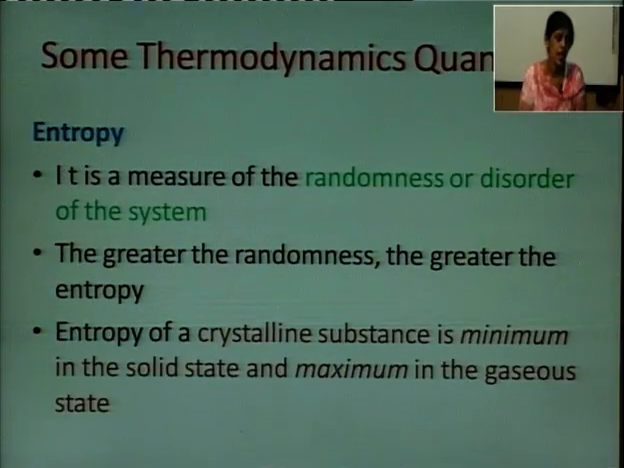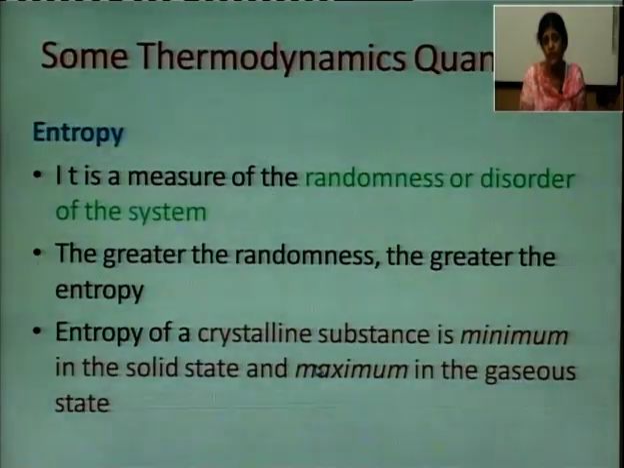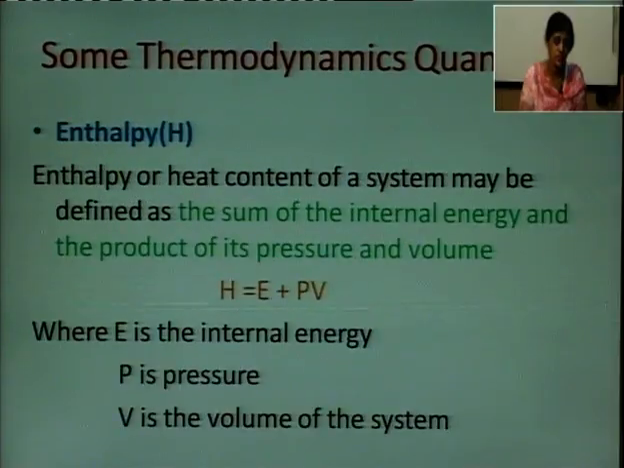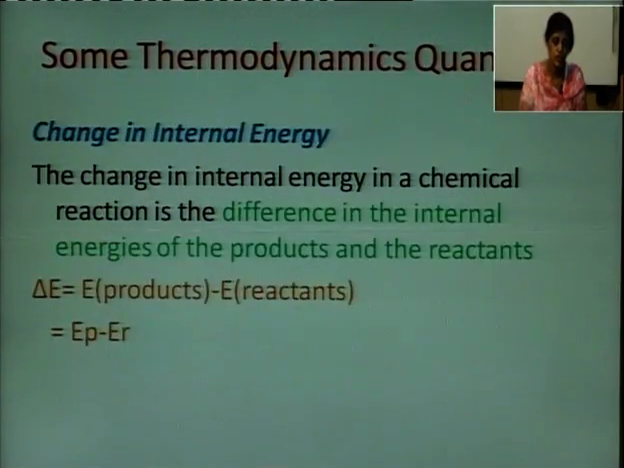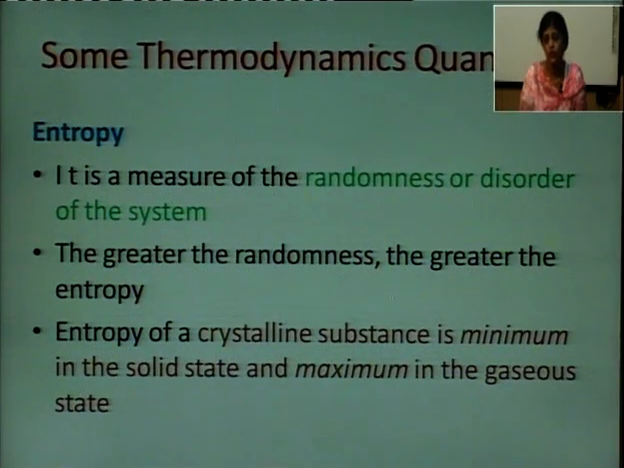Then there is another term, entropy. Entropy is a measure of the randomness or disorder of the system, and the greater the randomness, the greater the entropy. Entropy of a crystalline substance is minimum in solid state and maximum in gaseous state. Let us take an example. Suppose we have melting of ice. Ice is solid, it has very little randomness, very little freedom to move. So, it is less random, less entropy. Water, movement is more. So, water has more entropy. So, entropy is a measure of the randomness or disorder of the system. So, we have seen the three terms: internal energy is the energy associated with the system, enthalpy is the heat content of the system, and entropy is the randomness or disorder of the system.